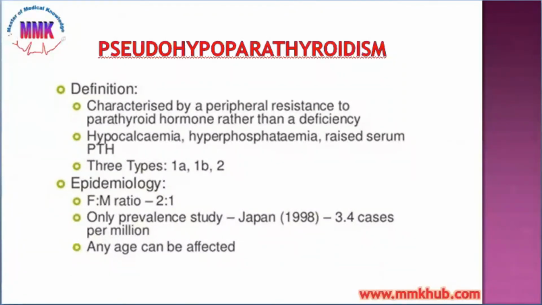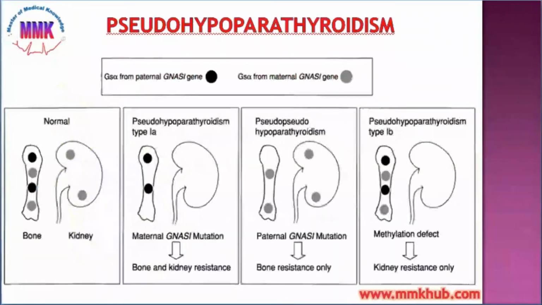And what are the biochemical features? These include hypocalcemia, hyperphosphatemia, and raised serum parathyroid hormone levels.